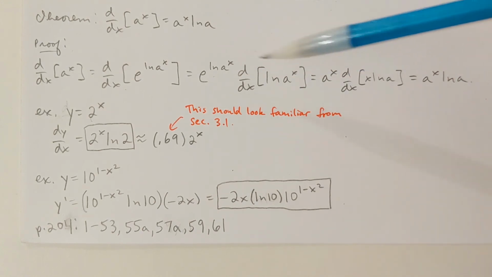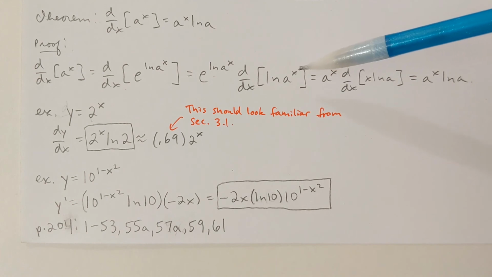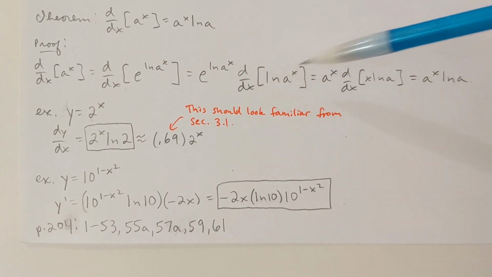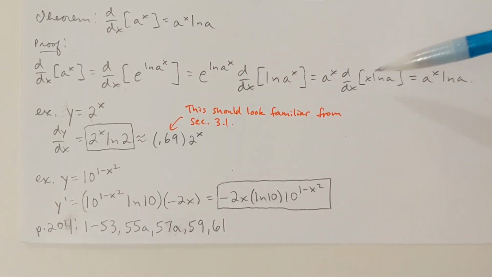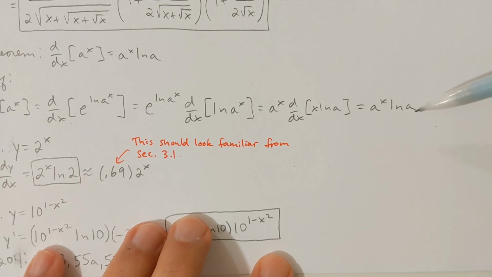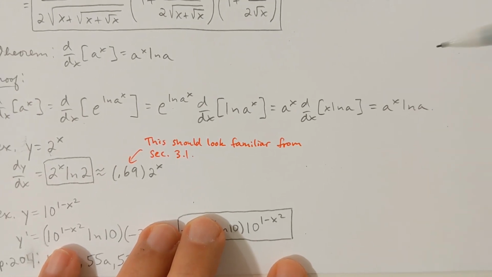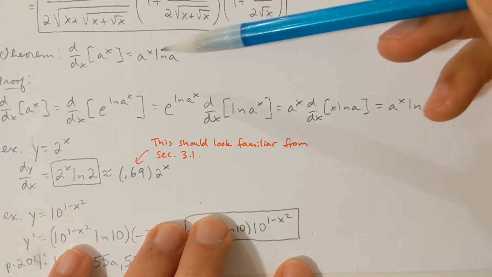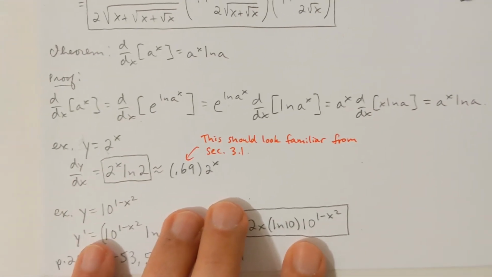So the derivative of e to a power is e to the power times the derivative of the power. For the derivative of ln a to the x, well, I know exponents can come out of logarithms, right? So I've got x ln a. Ln a is just a number. So the derivative of x ln a would be ln a. And that's where the formula comes from. The derivative of a to the x is a to the x times the ln of a.